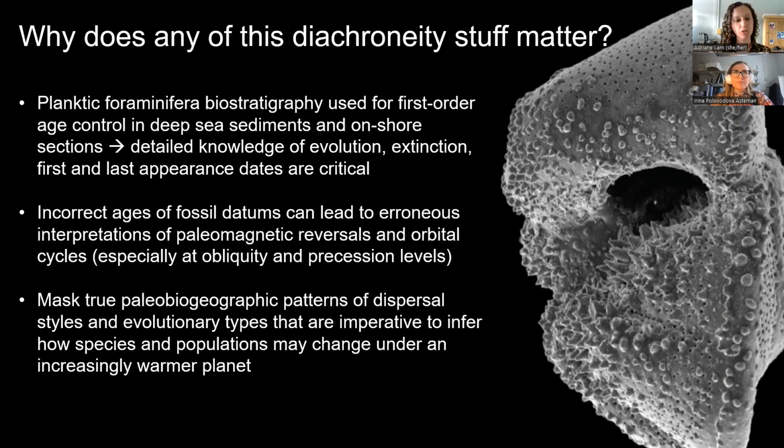Also, if we want to do orbital tuning, we also need to know very precisely when these species were evolving, going extinct, appearing, disappearing. And also, when we have the incorrect dates for when these species have their first and last occurrences, that can mask true paleobiogeographic patterns of dispersal styles, but also evolutionary types. And that kind of research is really imperative to infer how species and populations of marine plankton are going to continue changing under an increasingly warmer planet, because we can investigate their paleobiogeography and their evolution in previous warm periods.